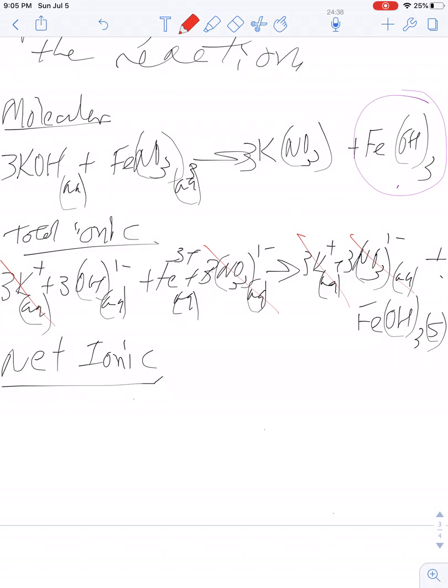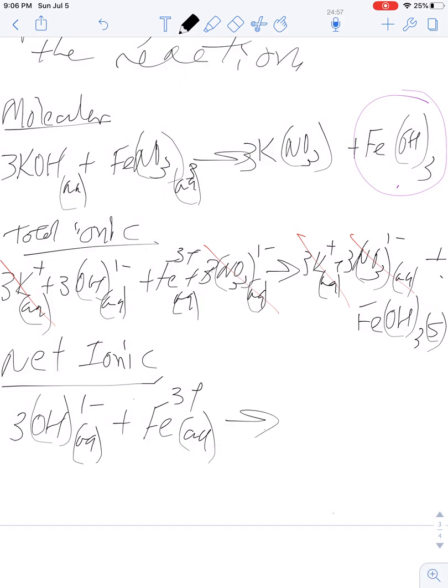When you have things on both sides that cancel, we consider them spectators. They haven't done anything. They haven't changed in the reaction. Everything else is what is actually occurring in the reaction. What's actually happening is the hydroxide ions are reacting with the iron ions to produce insoluble iron hydroxide.